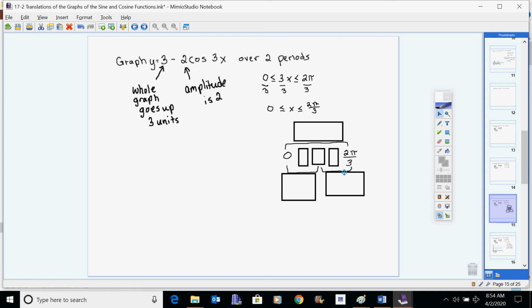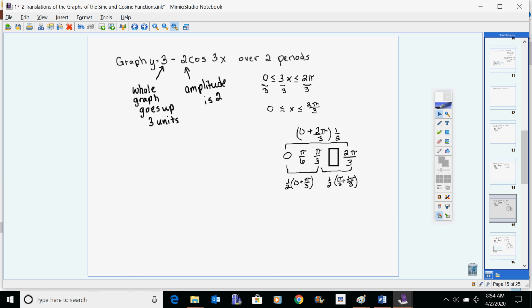Here's our beginning, here's our end. We need to find the middle, so add the beginning and the end and multiply by a half. So a half of 2/3 is 2/6, which is 1/3. 0 plus a third is 1/3, times a half is 1/6. 1/3 plus 2/3 is 3/3, which is 1 pi, but we divide it by 2 or multiply by a half, and that gives us pi over 2.